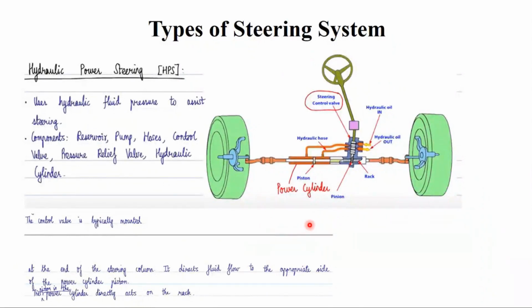And we also have the steering control valve, which is typically mounted at the end of the steering column. In the previous cases, we have seen the pinion and the worm fitted at the end of the steering column. But in this case, the control valve is typically mounted at the end of the steering column. It directs the fluid flow to the appropriate side of the power cylinder piston, and the piston in the power cylinder directly acts on the rack.